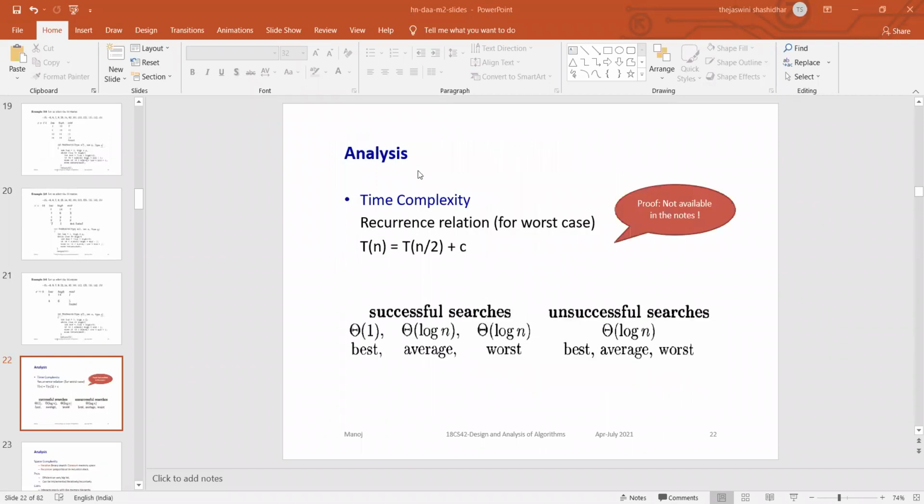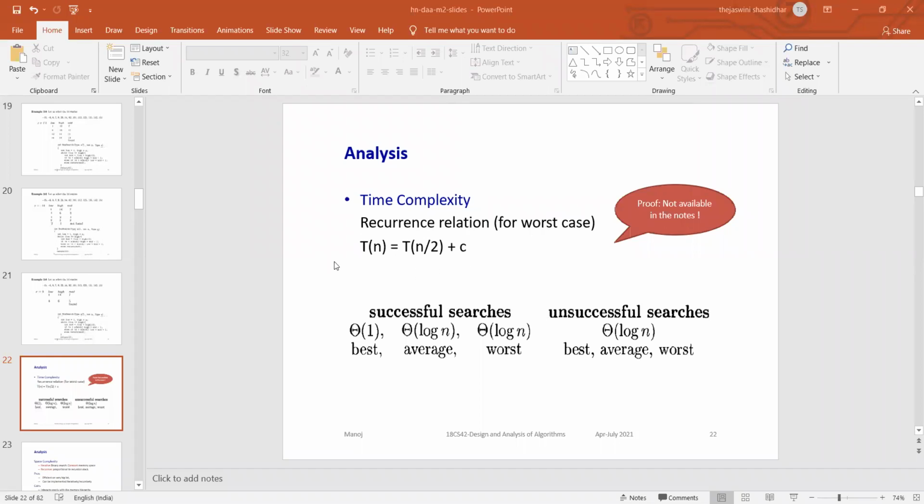Now you come for the analysis. So in the analysis, you can go with the time complexity. This is a very, very important concept you should have. So recurrence relation for worst case. Recurrence relation means if the problem is big, you are going to divide the problem into half. Example, in our binary search, the middle element you are finding, left part and right part, the entire array is divided into two. So what is the recurrence relation?